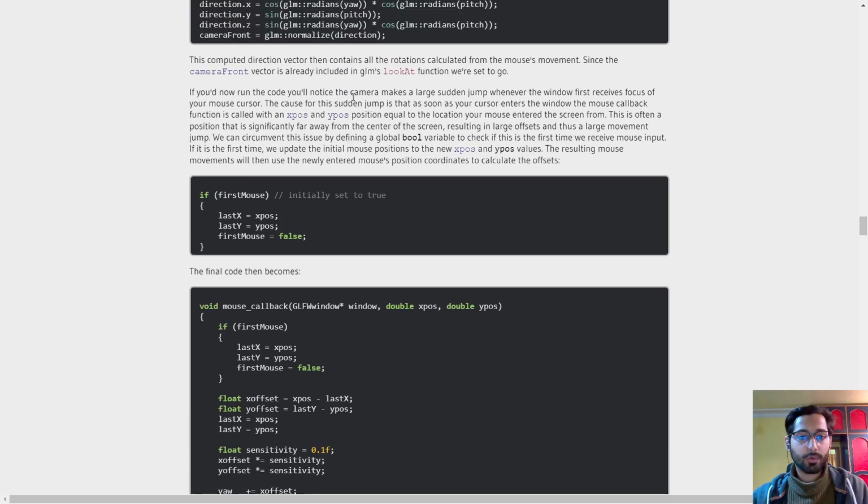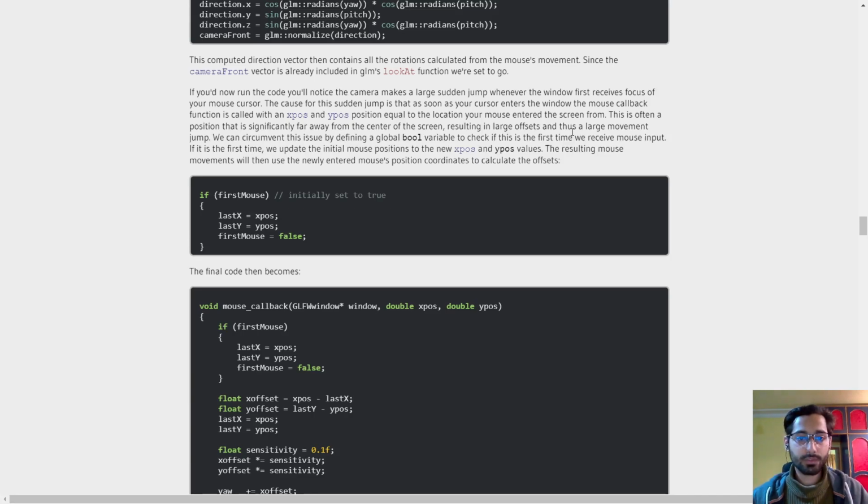If you now run the code, you'll notice the camera makes a large sudden jump whenever the window first receives focus of your mouse cursor. The cause of this sudden jump is that as soon as your cursor enters the window, the mouse callback function is called with an X position and Y position equal to the location where your mouse entered the screen from. This is often a position that is significantly far away from the center of the screen, resulting in large offsets and thus a large movement jump.